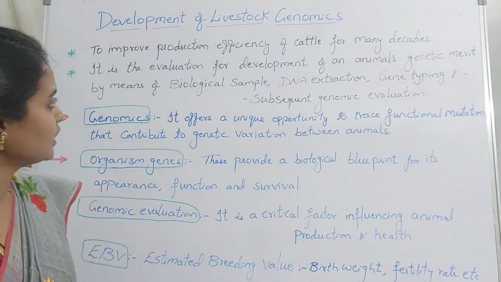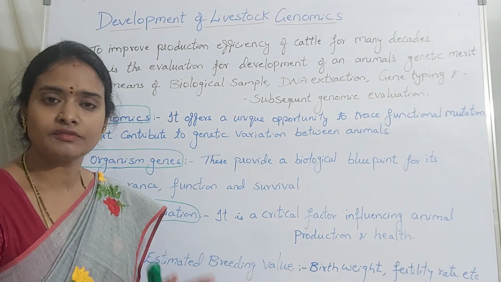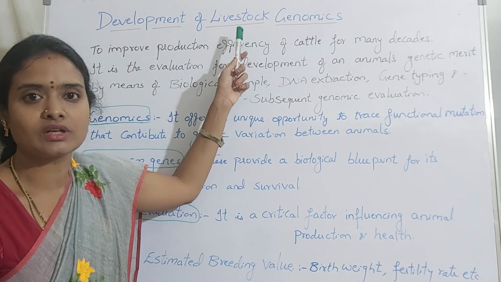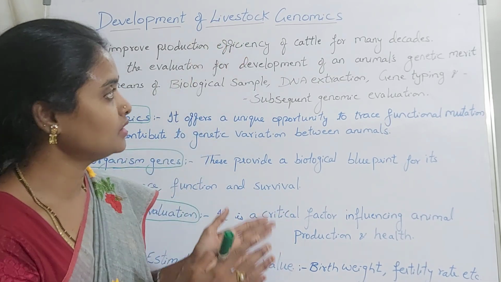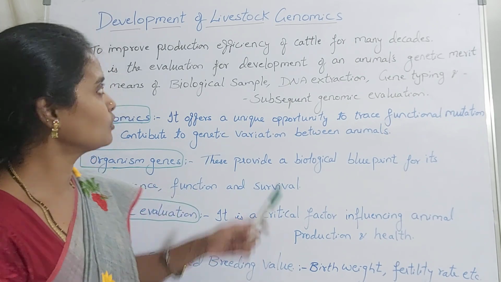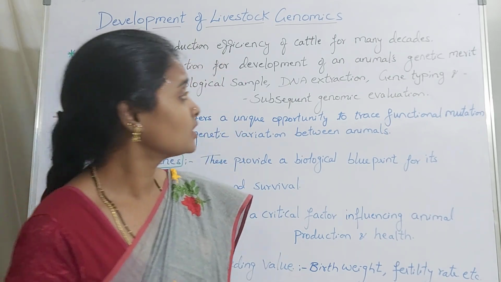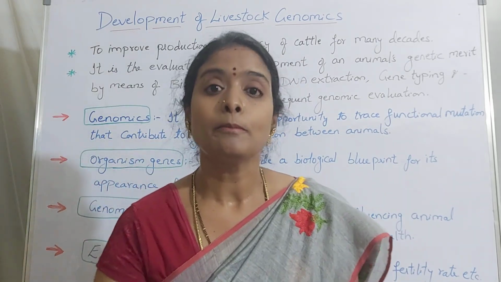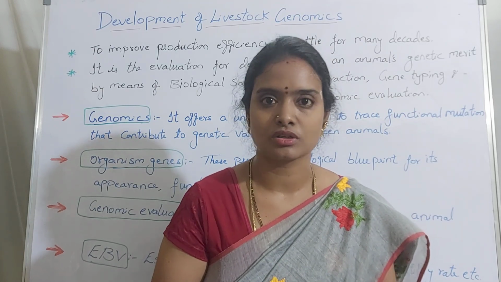If all the animals satisfy this, then you can go for further progression. Otherwise, you have to develop the livestock in such a way that you separate those animals with superior quality and inferior quality, then go for the development of your livestock, right? So here, not only livestock development, but also based on their genomics, you are going to develop the livestock. Is that clear?